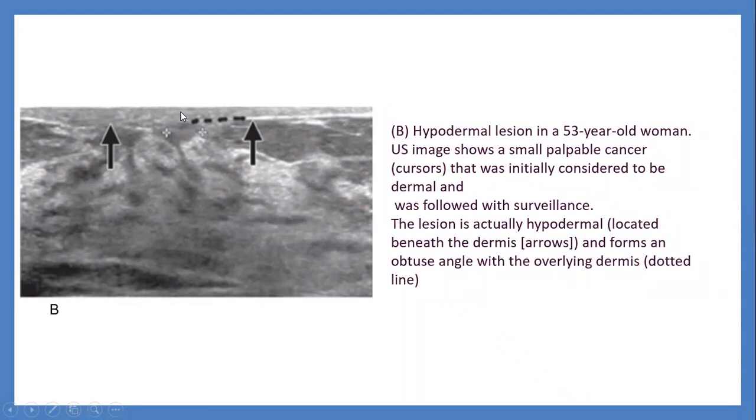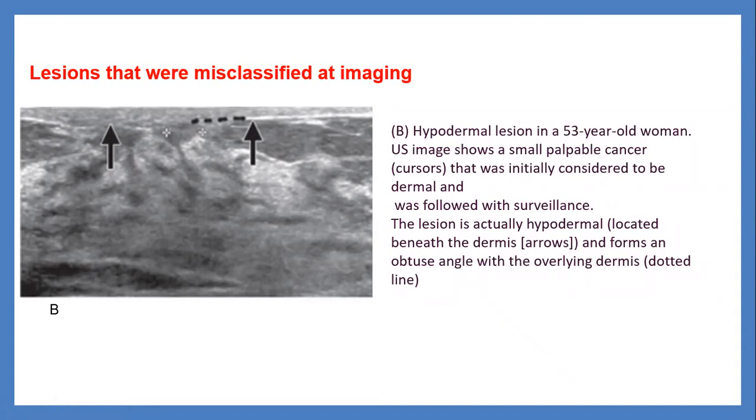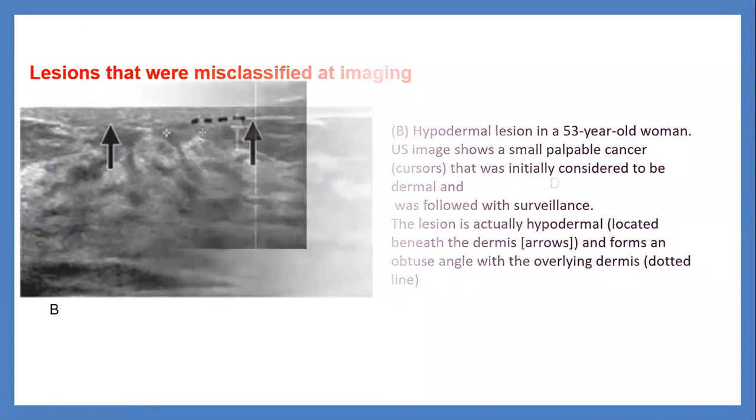It was initially considered to be dermal in origin and was followed with surveillance. Then the lesion was found to be actually hypodermal, located beneath the dermis and forming an obtuse angle with the dermis. This is a dermis. It was found to be hypodermal, also misclassified.